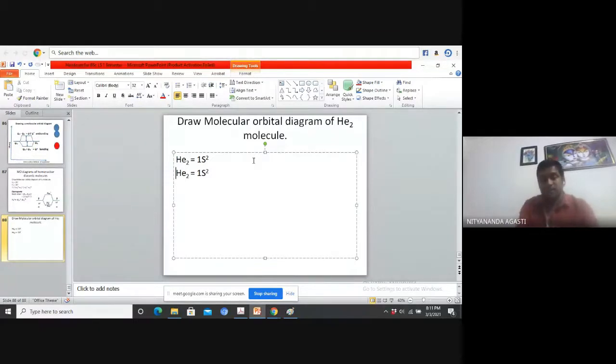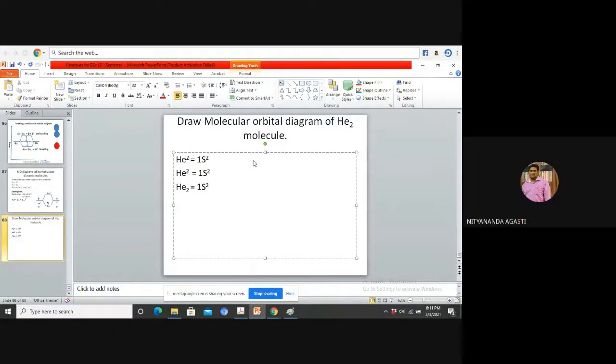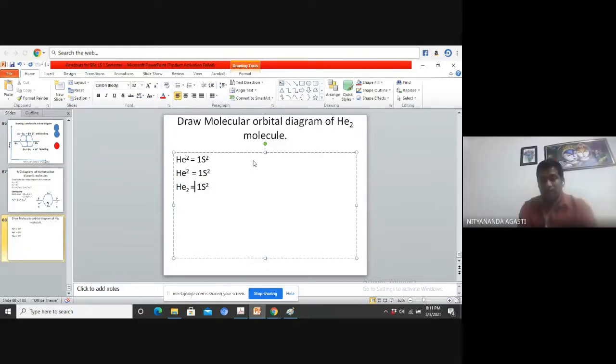So this one. The next is you write helium-2. Just to avoid confusion, you can write the number of electrons here. It's helium. So what we'll be writing, let me get the symbol from here.